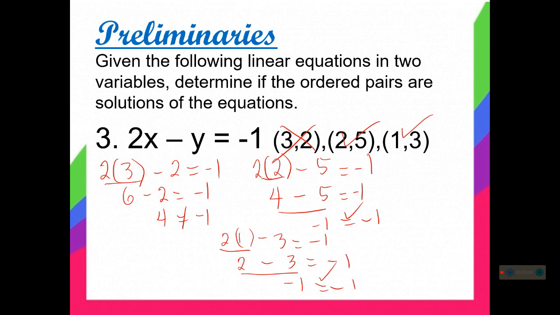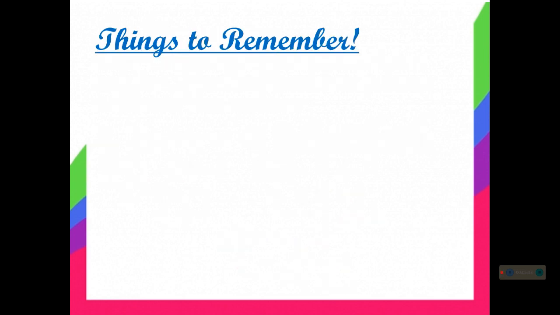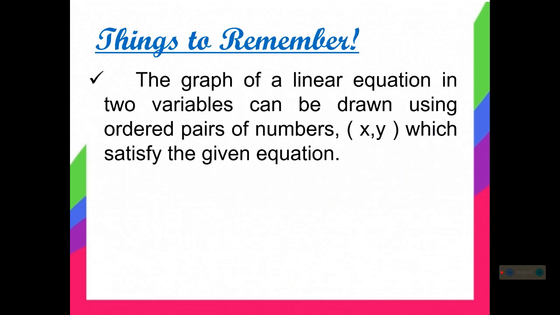Okay, so that is how you are going to determine if the ordered pairs are solutions of the equation. Any question? Okay, so let's proceed with this slide. You have to remember that the graph of a linear equation in two variables can be drawn using ordered pairs of numbers. So these numbers are always in the form of (x, y). So that's why they are ordered pairs, which satisfy the given equation.